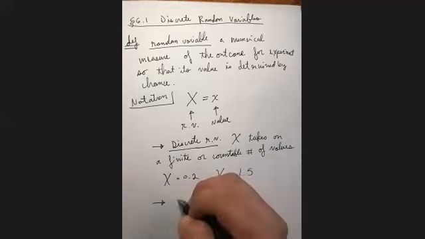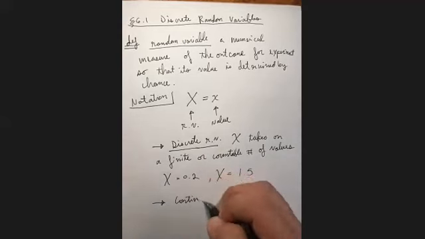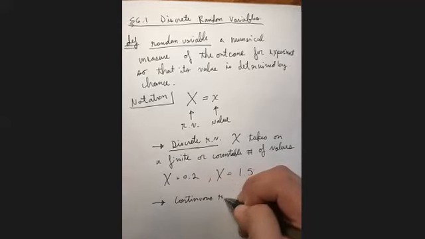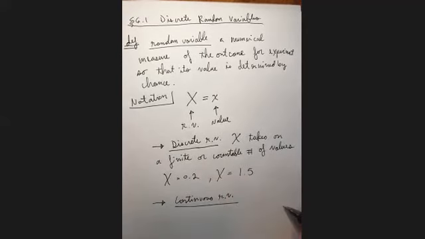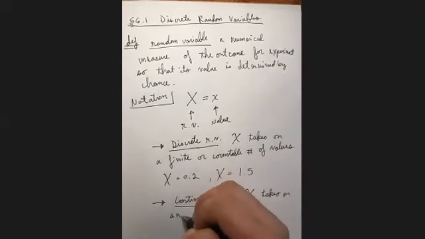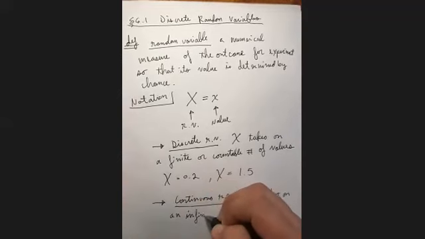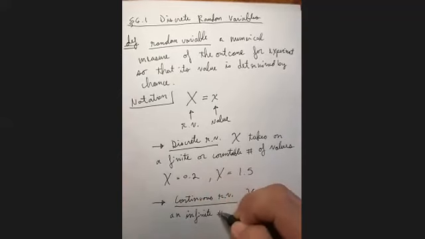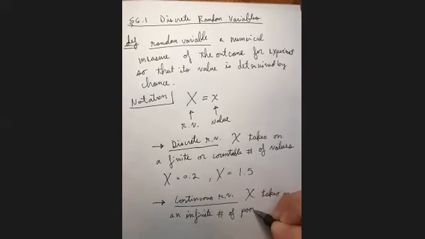There obviously is then a notion of continuous random variables, which is just what you'd expect. Now our random variable X takes on an infinite number of possible values. So uncountably infinite. We'll look more closely at this guy in the future.